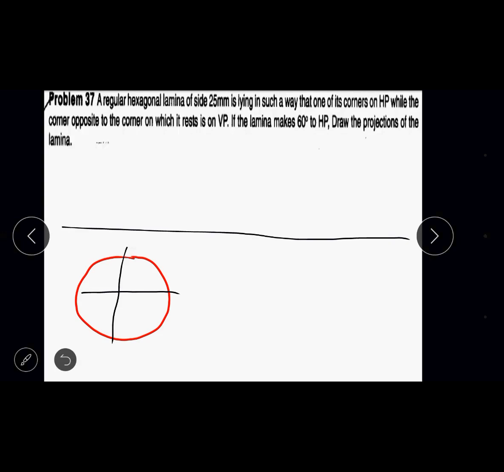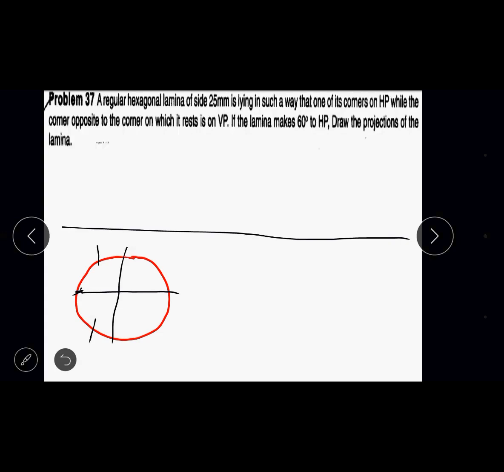Since we want the hexagon in corner resting position, take your compass and measure a radius of 25. Keep your compass point on the left end of the x-axis, just keep it over here, and cut an arc on the top and bottom.